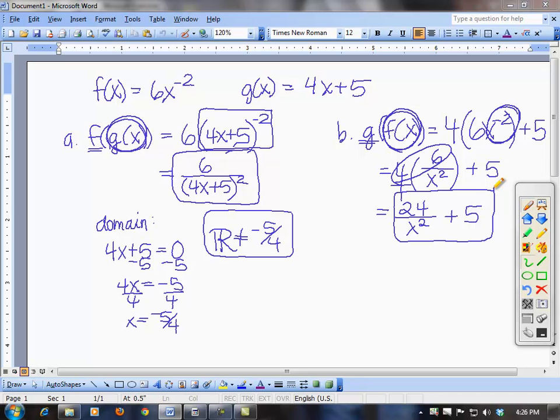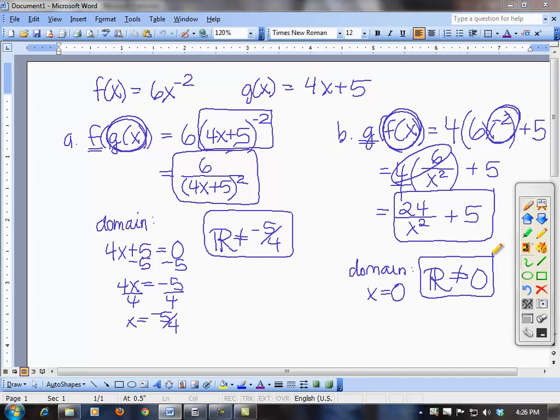Again, to find domain, we set our denominator equal to 0. And I'm going to go the same way I did before. If I set just this single thing to 0, then if I square it, that should also be 0. So I don't really care about the squared, which means my domain is all reals except 0.